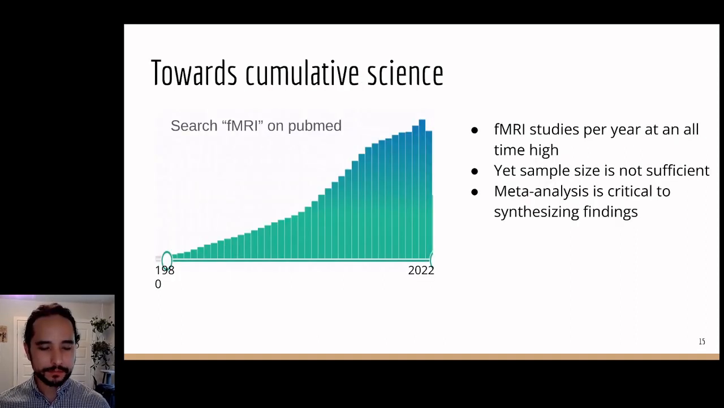So what do we do? And as you can see, the idea here is that we should be going towards a cumulative science. So if you search fMRI on PubMed, you'll see that even now, fMRI studies per year are at an all-time high. So we're still publishing many and many of these studies, and many of these are underpowered. And so meta-analysis is a tool that we can use to aggregate these results, to have a stronger finding, to have a more sufficiently powered and consensus estimate of the true effects.